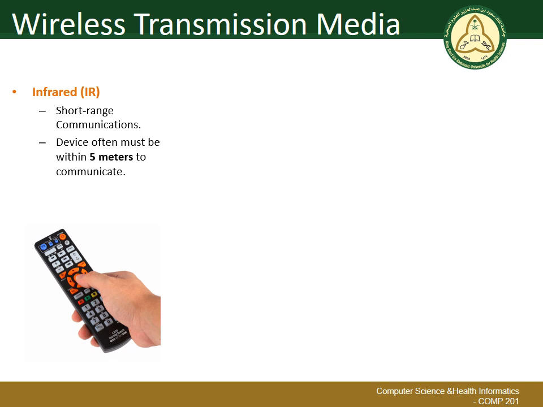Next type is infrared. We're talking about wireless, since we're done with the wired. Infrared, or IR, has short range communication, usually around 5 meters. An example is the remote control that we use.